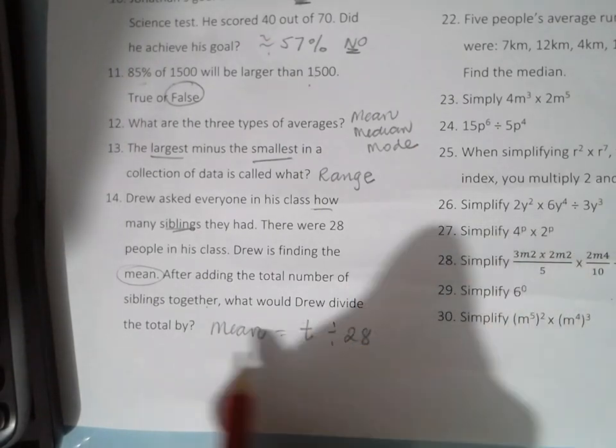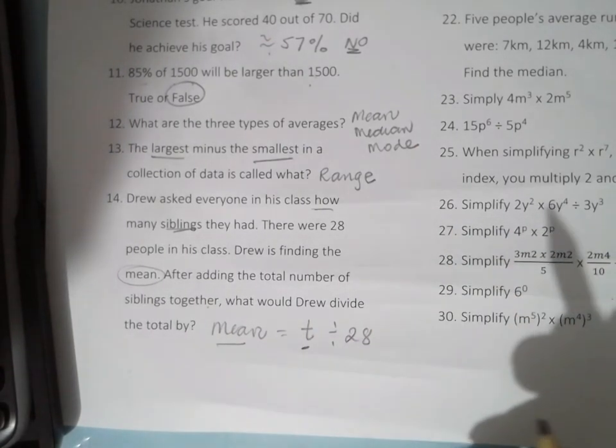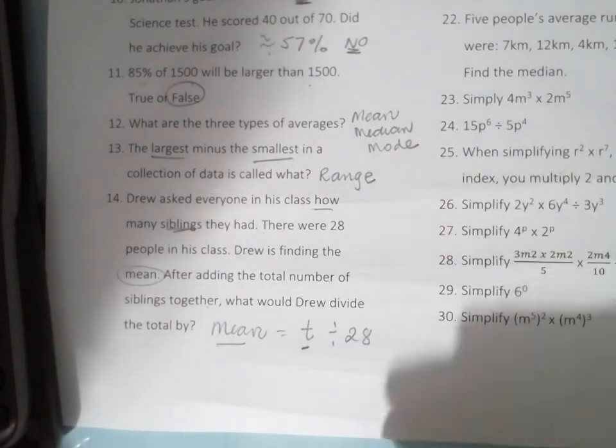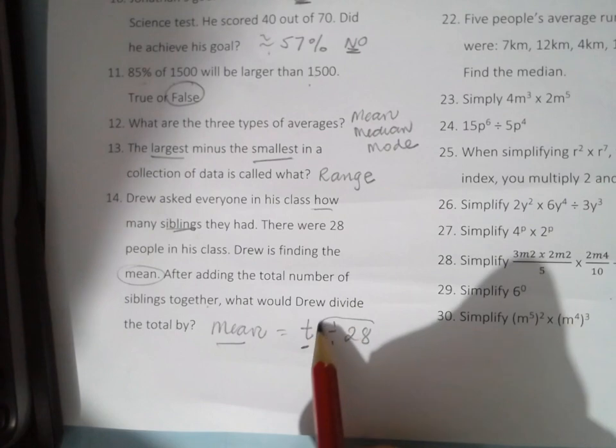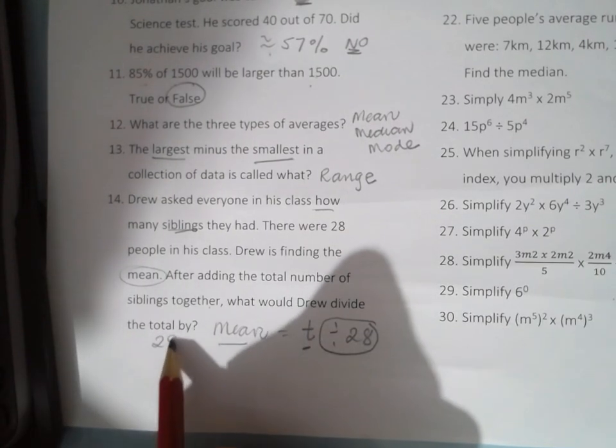Okay, so the mean is going to equal the total of all the siblings in the class, how many brothers and sisters people say they have all added together, and then you'll divide that by 28, how many people he asked.